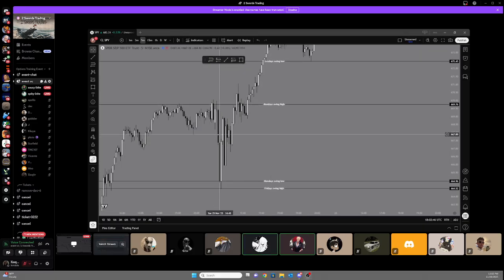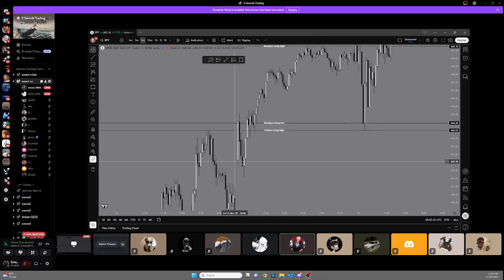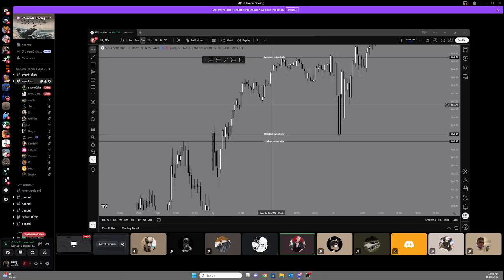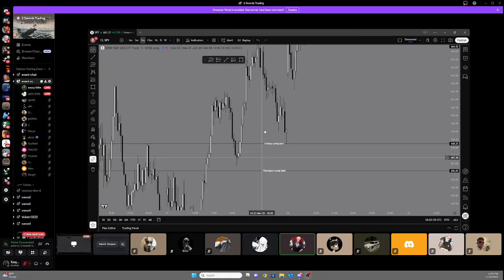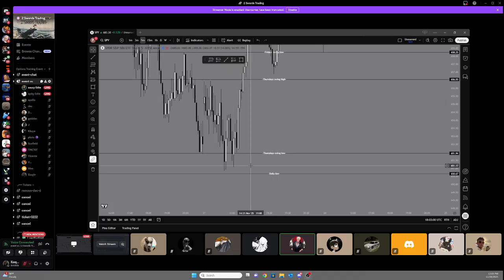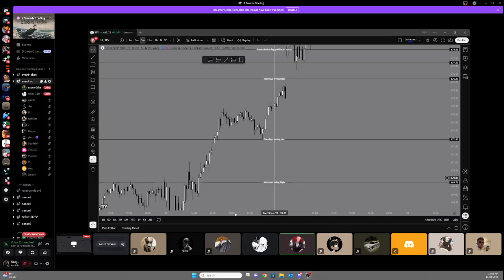Sweeps the highs, has a manipulation leg down, sweeps the lows, has a continuation higher. Same thing, right? Sweeps the highs, manipulation leg down, and then re-sweeps highs, has a continuation up. Literally the same thing over and over again. Swing low, sweeps the lows, continuation higher. It's literally the same thing every single day.